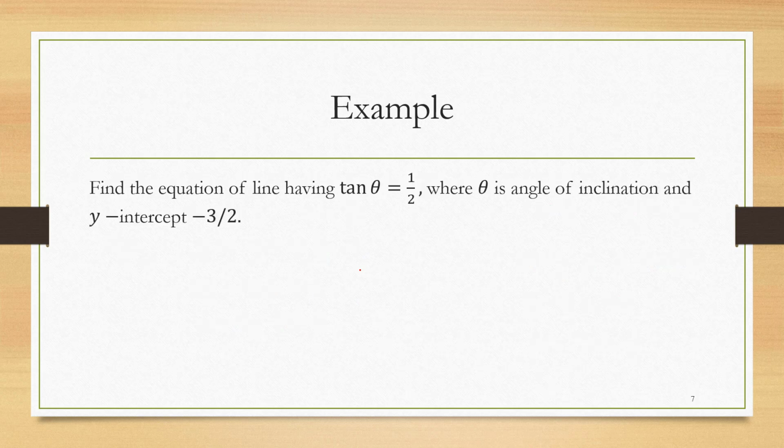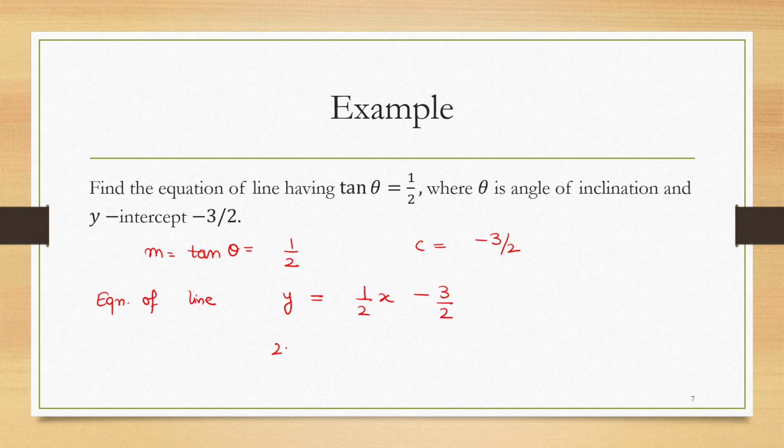Now next is an example when tan theta is given. Theta is the angle of inclination, that is, the angle of the line with the positive direction of the x-axis. Then we know that if tan theta is 1 by 2, the slope is nothing but tangent of theta, that is 1 by 2. Slope is given, and the y-intercept, that means c, is given. So the equation of the line will be y is equal to mx plus c. Multiplying by 2, 2y is equal to x minus 3, or x minus 2y minus 3 equal to 0 is the equation of this line.